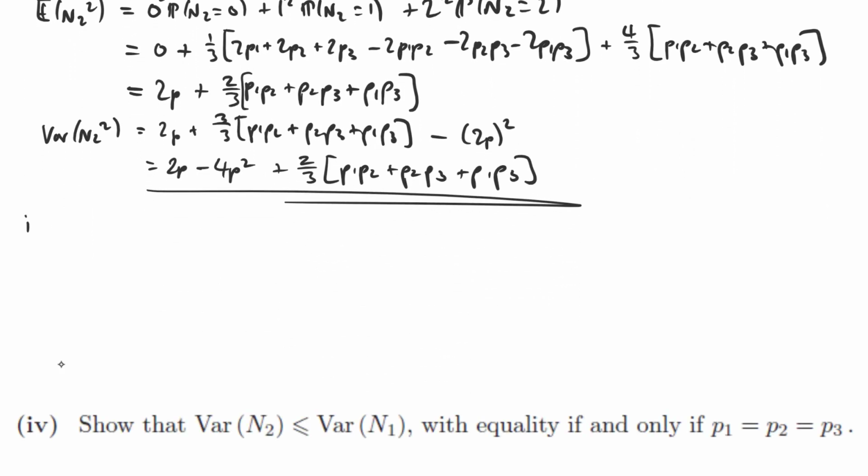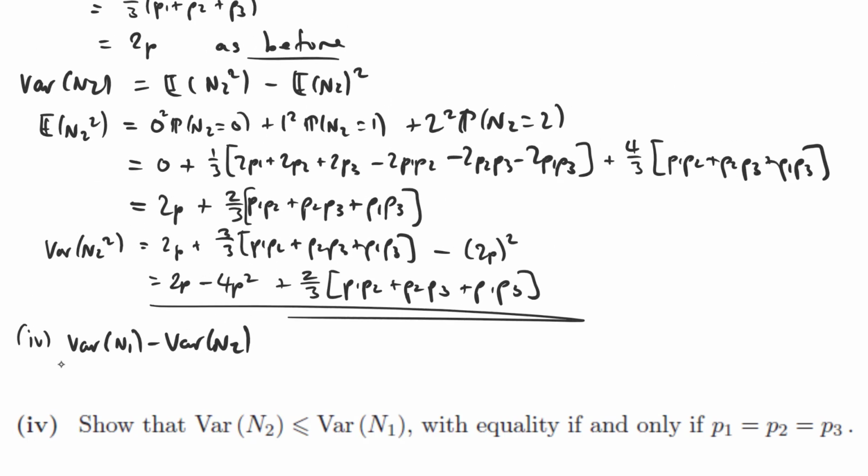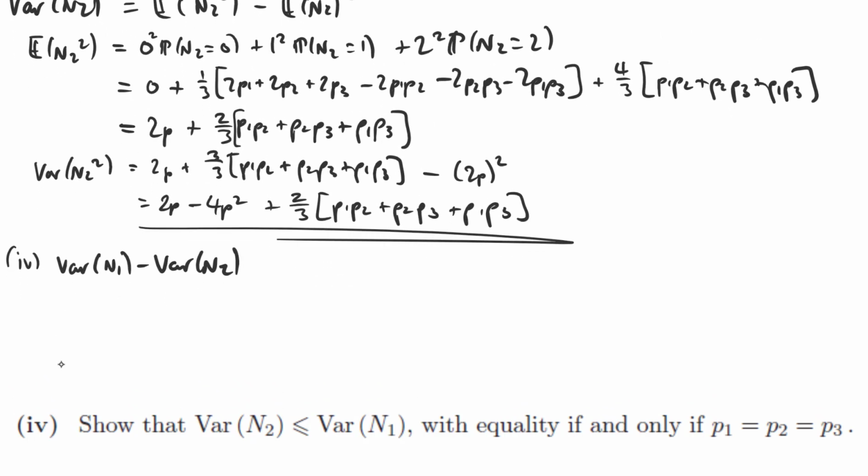Right, and then in part 4, we're going to want to show that the variance of n2 is less than or equal to the variance of n1, with equality if and only if P1 equals P2 equals P3. Showing an inequality, it can be easier to try to show that the variance of n1 minus the variance of n2 is greater than or equal to 0, which will be the same as what I'm trying to show in this inequality, right?